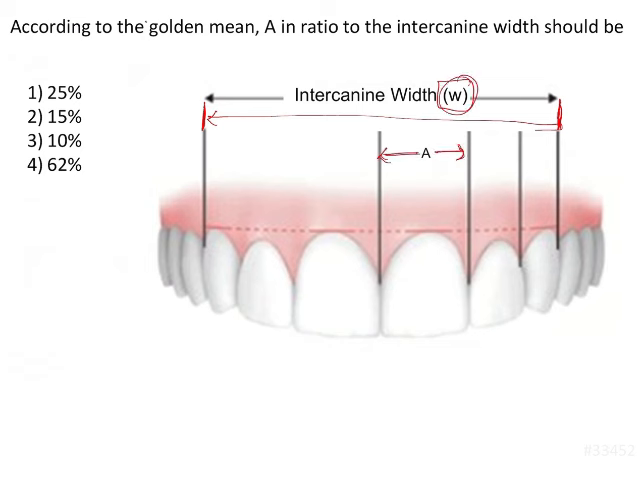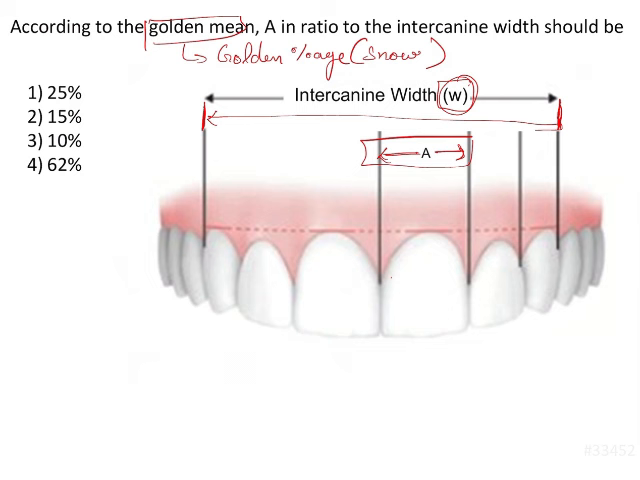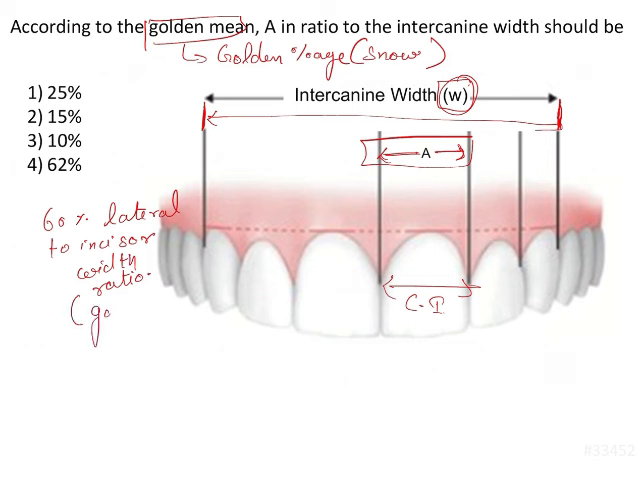So according to the golden mean, or we can call it the golden percentage, which was given by Snow. According to the golden percentage, what should be the width or the proportion or the ratio with the intercanine width of your central incisor, right? So one rule is that according to Snow, a 60% lateral to incisor width ratio should be there. That means this particular thing is called the golden percentage.